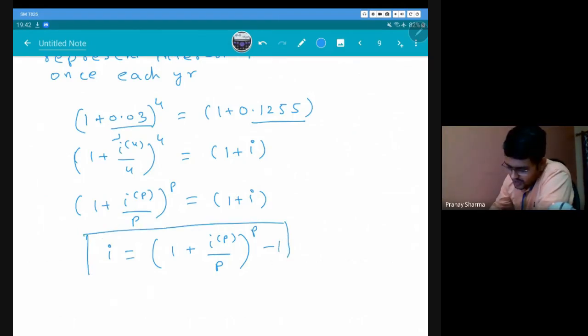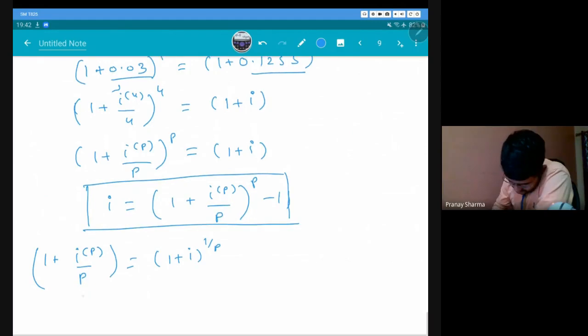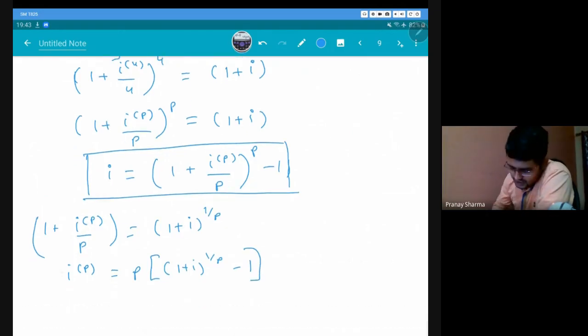We can find I from I(p). And we can do the other way around as well. We can find I(p) as well. So I'll say 1 plus I(p) by p will be equal to 1 plus I raised to 1 by p. So my I(p) becomes p into (1 plus I raised to 1 by p minus 1). So this is another formula.